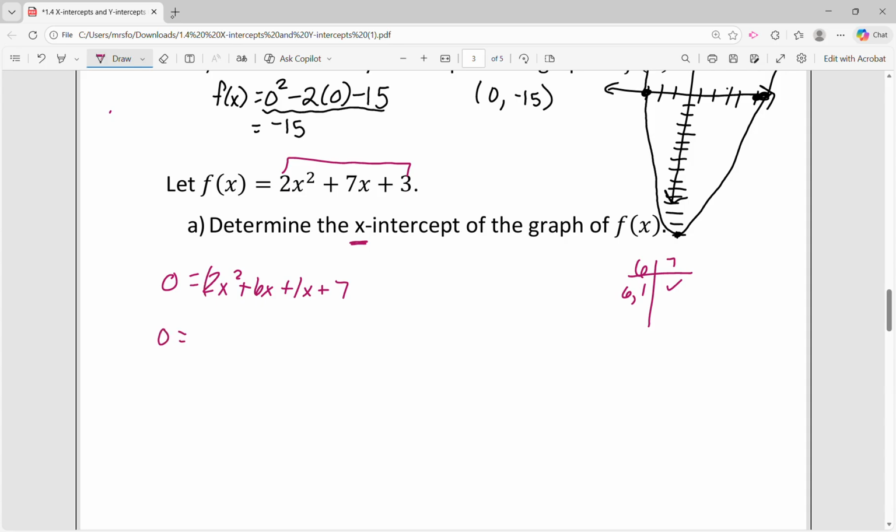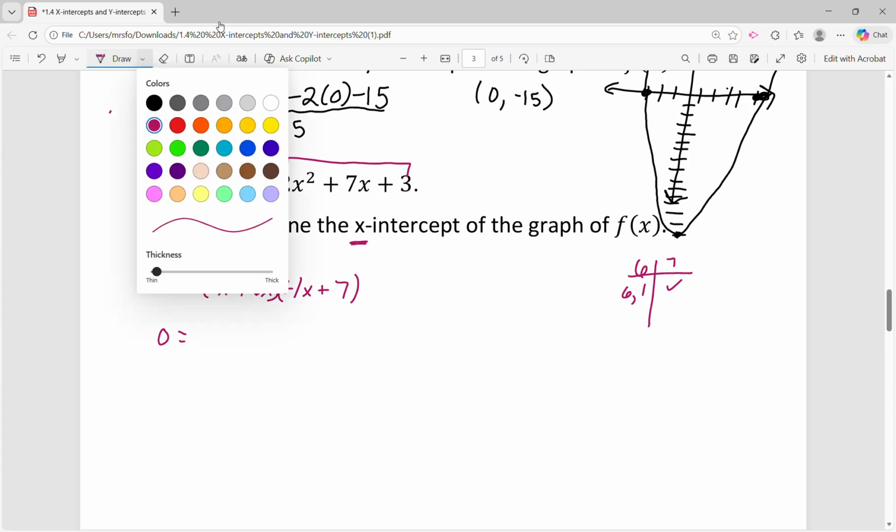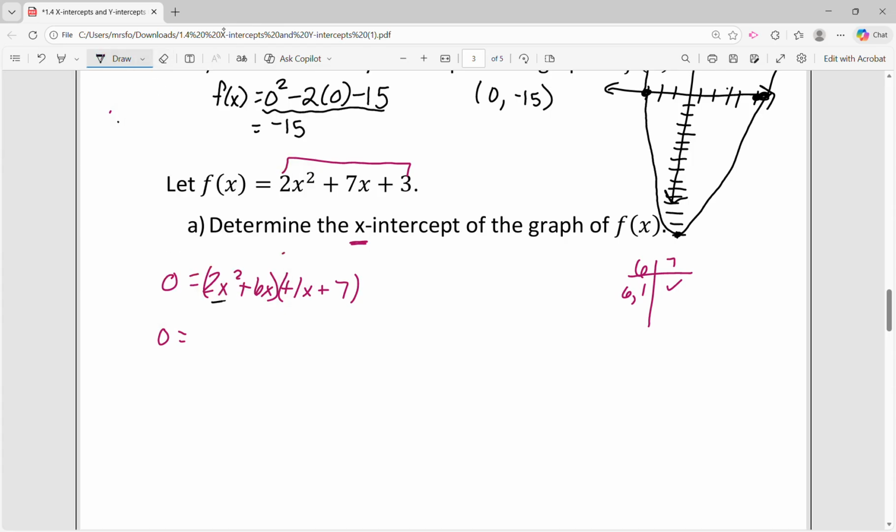So that is 2x squared plus 6x plus 1x plus 7. Now, when we factor, we group the first two and the last two. So in factoring, we ask ourselves, well, what's the GCF here? Well, I can divide out the 2x, and that leaves me with x plus 3. Then looking here, the GCF is just going to be 1.